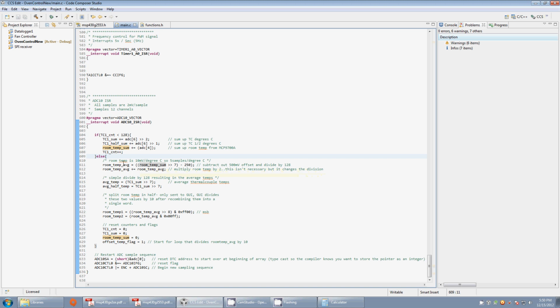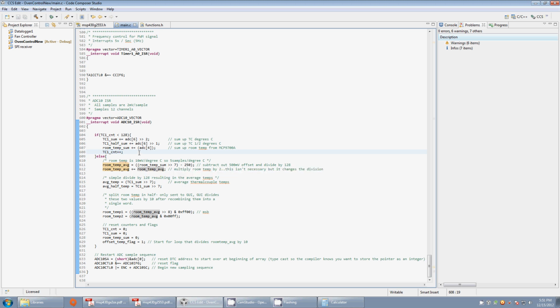So this doesn't give us our room temperature in degrees C, though. This room temp average is not quite in 1 degree C per 1 digit yet, because remember the microchip puts out 10 millivolts per degree C, and so when we sample that, we get 5 samples per degree C. So we sample all that, sum it up 128 times, divide by 128 to get an average number of 5 samples per degree C. So that's some big number. And then we subtract off the offset to give us our temperature from 0 degrees. But the problem here is we still need to divide by 5.